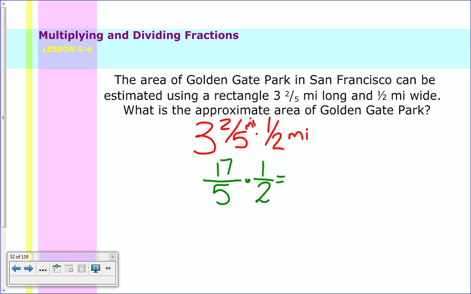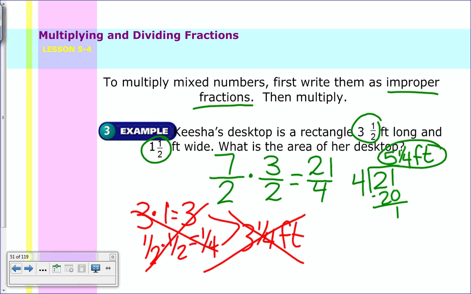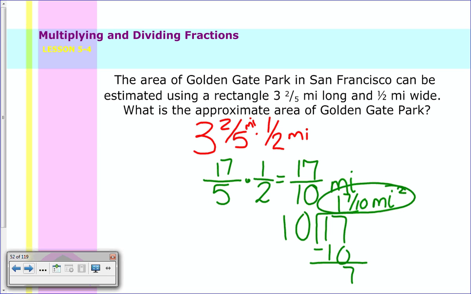17 times 1 is 17. 5 times 2 is 10. So I get 17/10 miles, which again doesn't tell you much, so we need to simplify it. And let's see, 10 goes into 17 once, and I'm left with 7/10. So I have 1 7/10 miles squared, really. The area should be squared, so I should go back to that last problem and square it. There we go. Whenever you're talking about area, your answer should be squared, or miles squared, because miles times miles is miles squared. There we go.